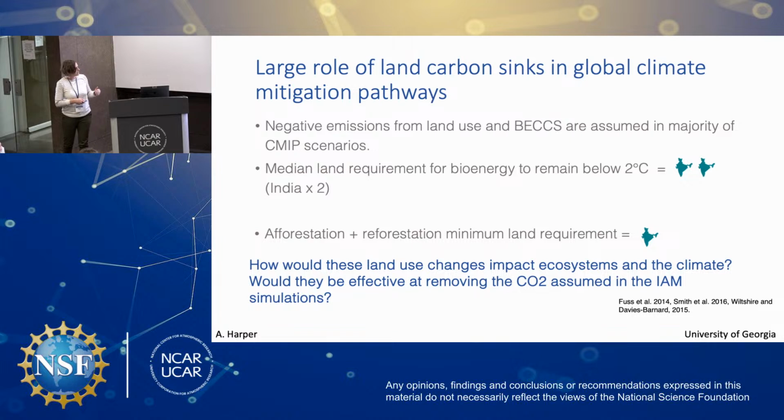And so what I'm really interested in is two questions. How would these land use changes impact ecosystems and the climate? And how effective would they actually be at removing the CO2? These scenarios are generated by integrated assessment models that assume these land use changes are effective climate mitigation strategies, but the IAMs don't include climate impacts and feedbacks. So are these actually effective methods?